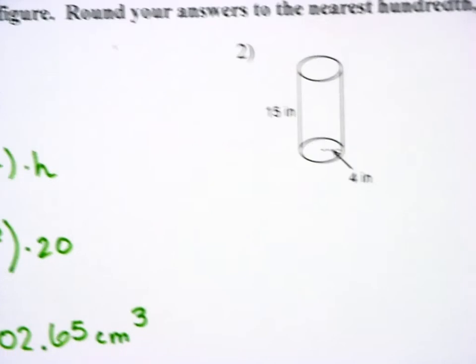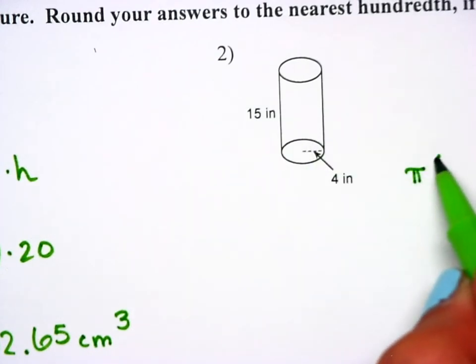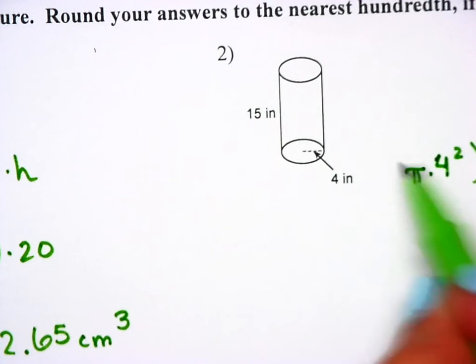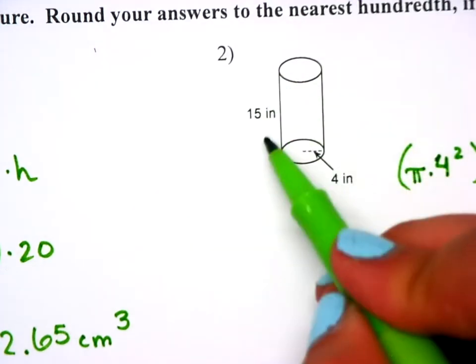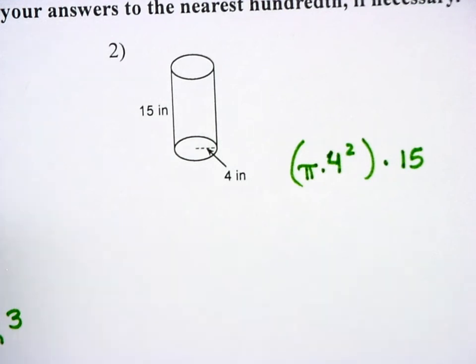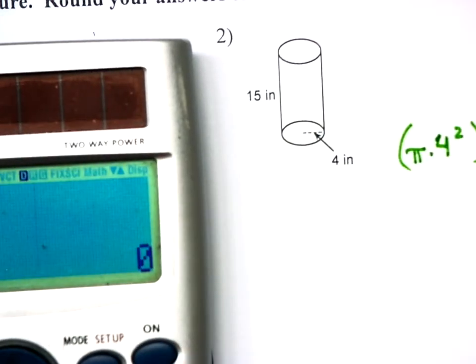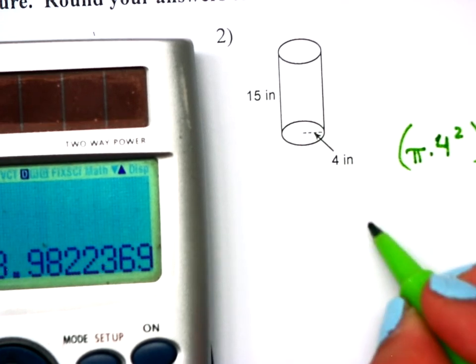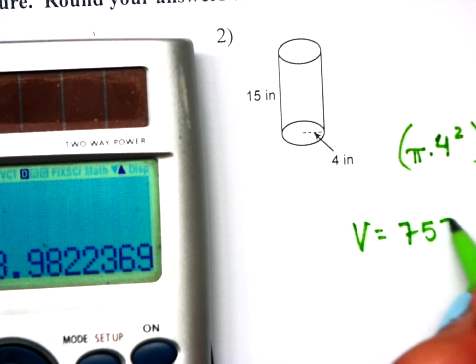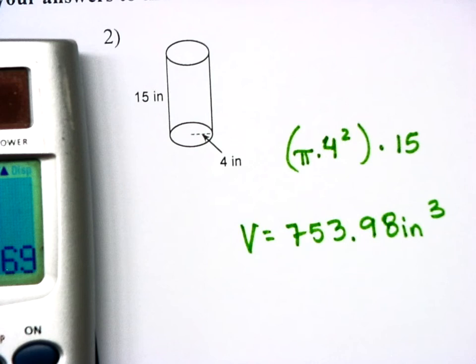This one right here, we've got a base with a radius of 4. So I know I'm going to use pi times 4 squared. And then the height of this object is 15. Okay, so let's use our calculator. We've got pi times 4 squared, I know that's 16, and then times 15. So my answer is 753.98 inches cubed. And that's our volume.